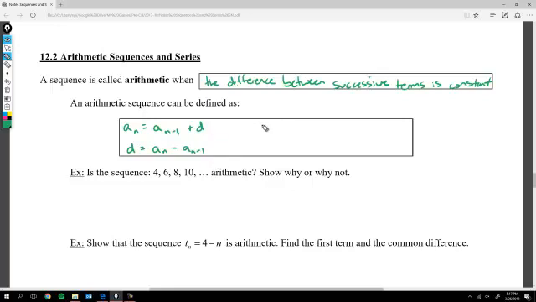Another way that we can define this, and this is really going to be more useful because it is the iterative way to define an arithmetic sequence, is that a sub n equals the first term plus n minus 1 times d, where d is the common difference and n is whatever number I'm plugging into my function. We'll just define d as the common difference.